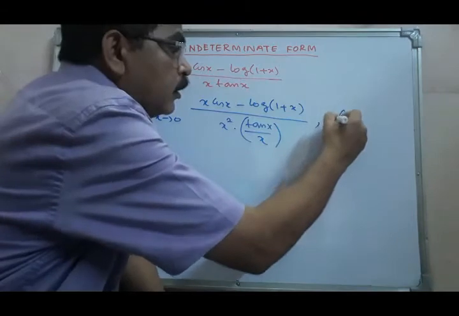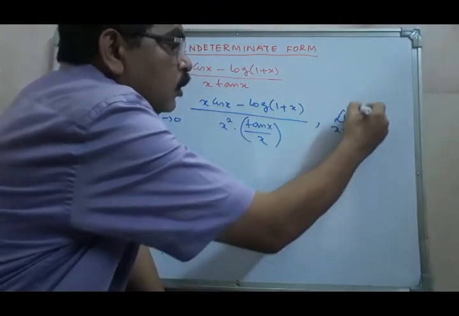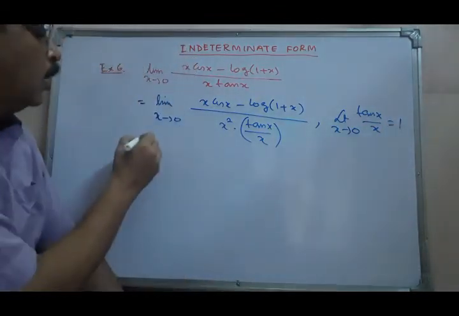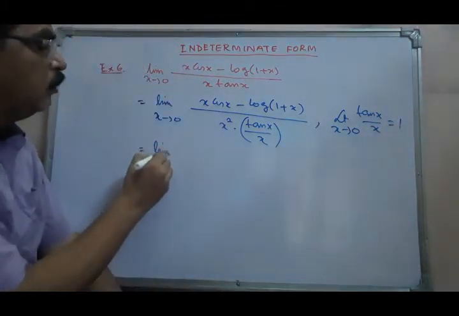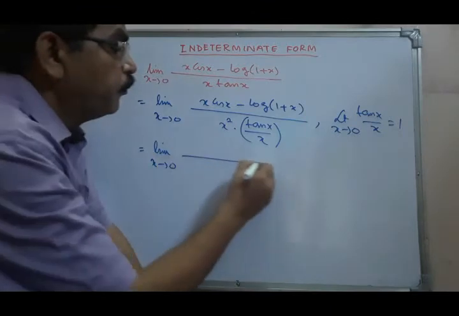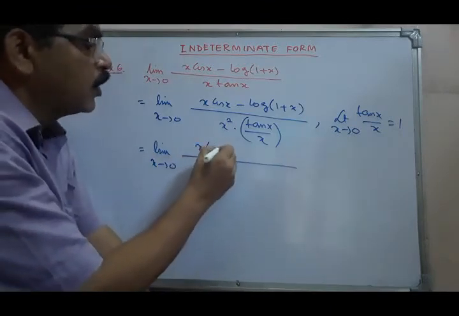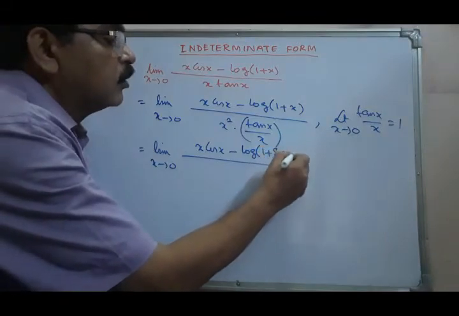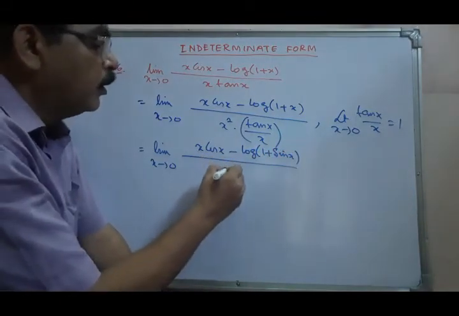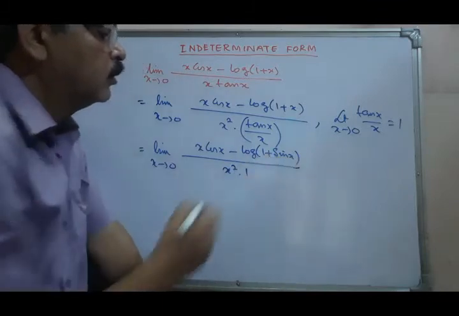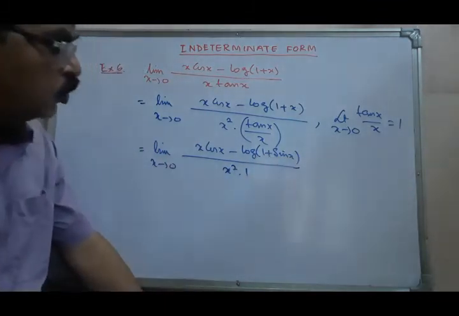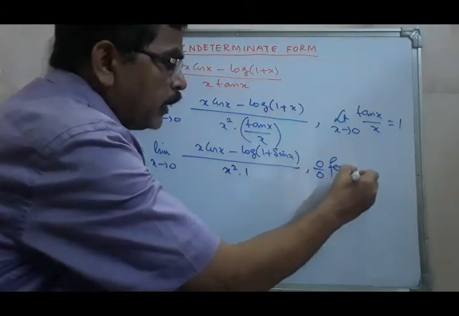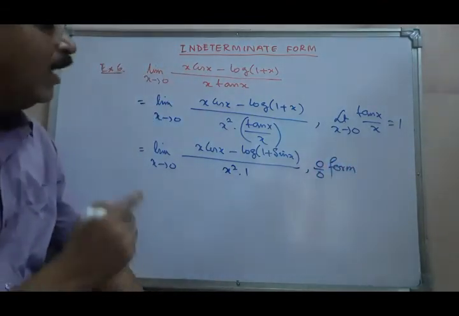And we know that limit x tending to 0, tan x by x equal to 1. So therefore it is coming limit x tending to 0, x cos x minus log of 1 plus sin x divided by x square into 1. Now if you replace x equal to 0, it is also coming 0 by 0 form. It means in the next step we are going to apply L'Hospital rule.